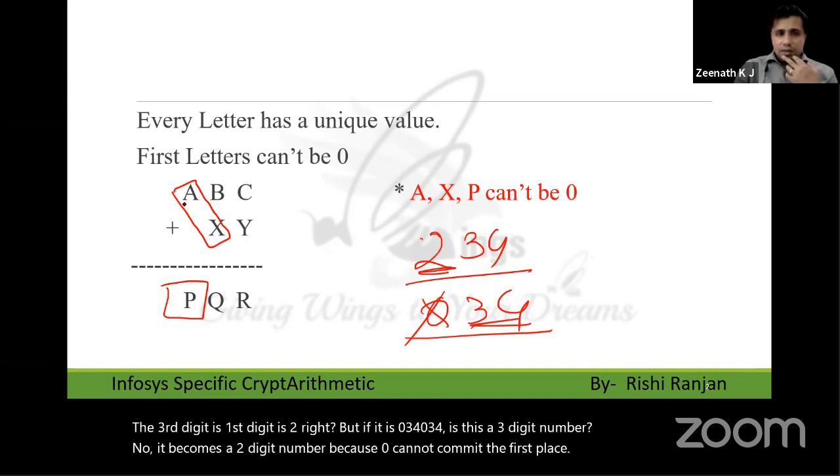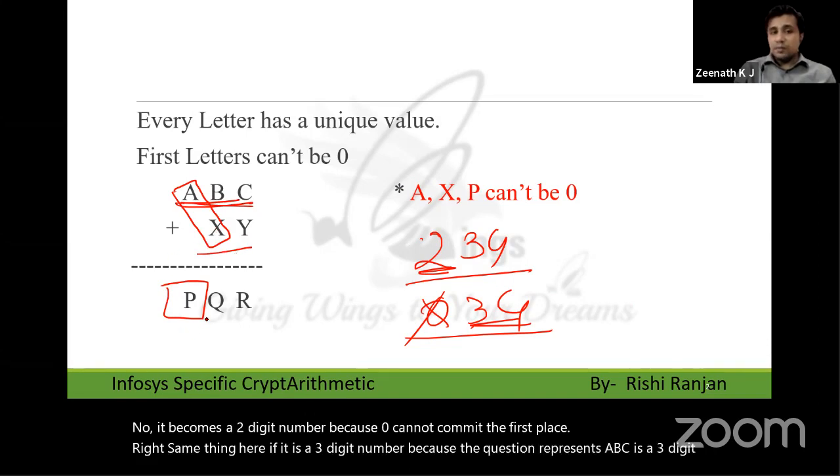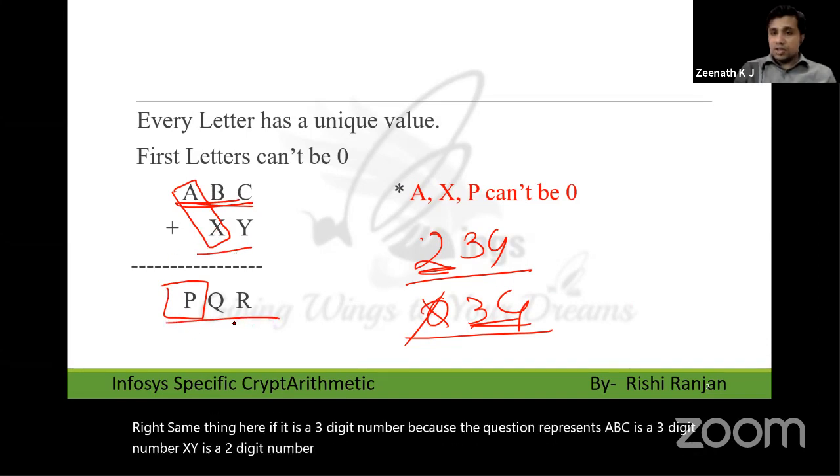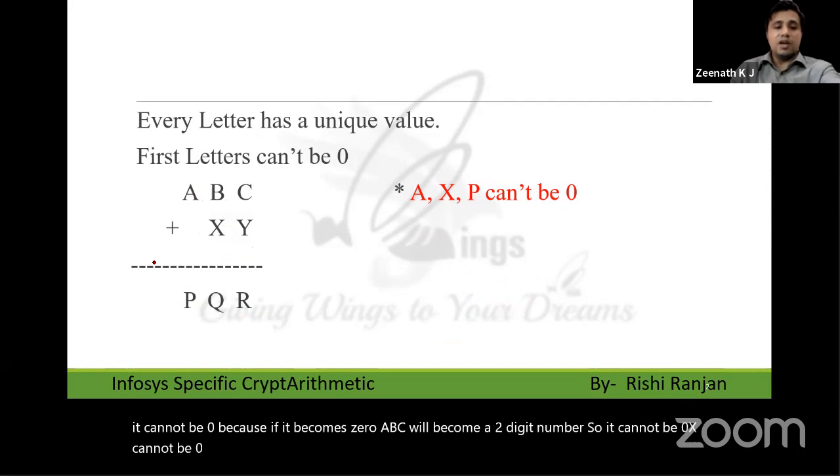Same thing here. The question represents ABC as a 3-digit number, XY as a 2-digit number, and PQR as a 3-digit number. Because the question represents that, A cannot be zero, because if A becomes zero, ABC will become a 2-digit number. So A cannot be zero. X cannot be zero, P cannot be zero. So that's the first point, first logic: A, X, P cannot be zero.